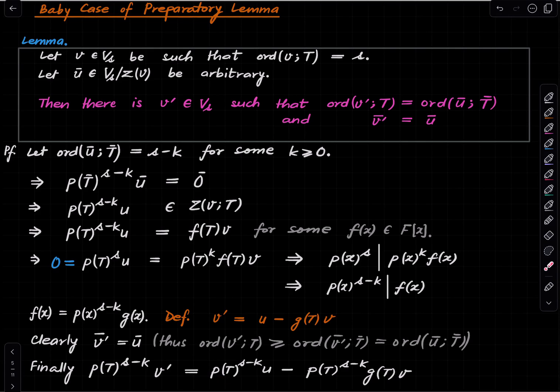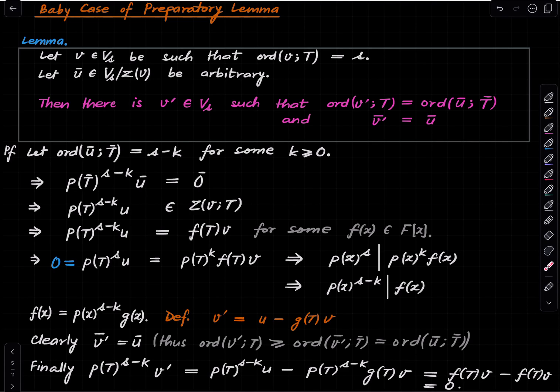So maybe I said something incorrect. I said that this is 0, but wait a second. Yeah, sorry. This thing is f(T)v. p(T) bar to the s minus k of u bar is 0. Order of u is not necessarily s minus k. Order of u bar is s minus k. So sorry about that. This thing is f(T)v, and this thing is also f(T)v because by definition of f(x), this thing is f(T). So this is f(T)v minus f(T)v, which is 0. And that finishes the proof.